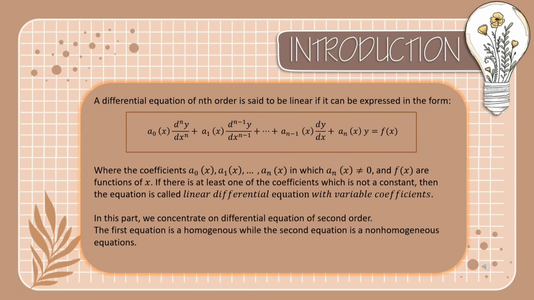If there is at least one of the coefficients which is not a constant, then the equation is called a linear differential equation with variable coefficients. In this part, we concentrate on differential equations of second order. The first equation is homogeneous, while the second equation is a non-homogeneous equation.